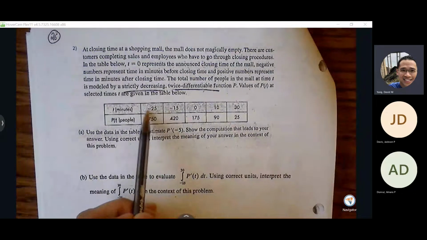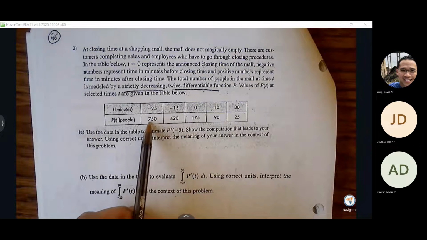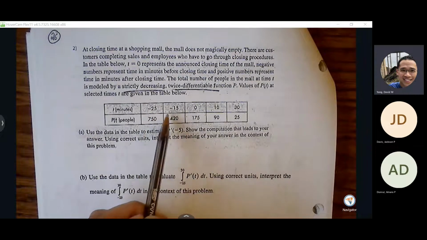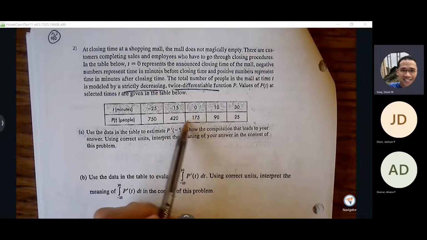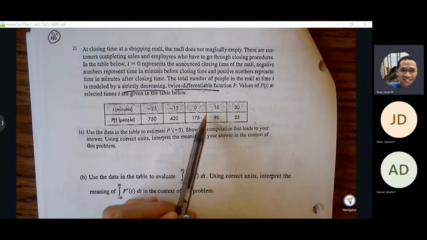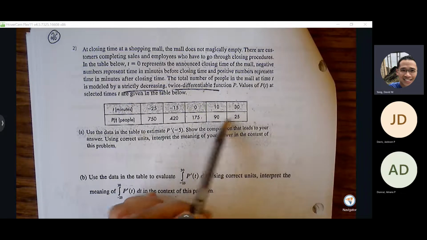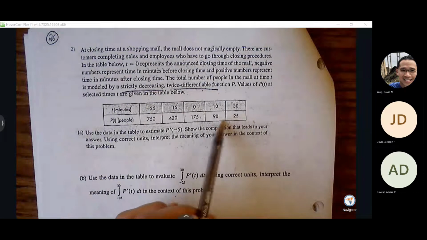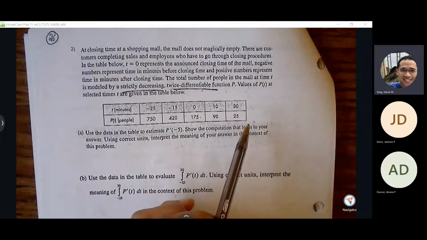So this represents 25 minutes before closing. This is the number of people in the mall 15 minutes before closing. At closing, there's still 175 people. But then as time goes on, more and more people are leaving. Some of the employees, people closing shop, are trickling out of the mall.